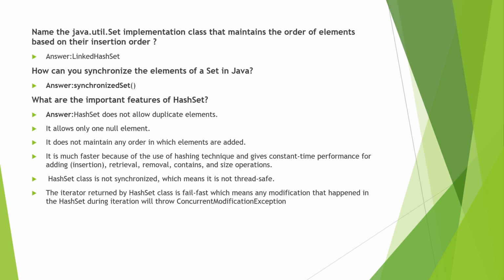We also have fail safe. Fail safe means it will not throw any exception; it is okay to add. But HashSet is not fail safe, it is fail fast. And HashSet is fast. Why is it fast? Because it is not synchronized, and it uses a hashing technique for constant time performance on adding, retrieval and removal. Due to this, we use HashSet more and more in our applications whenever it is required.